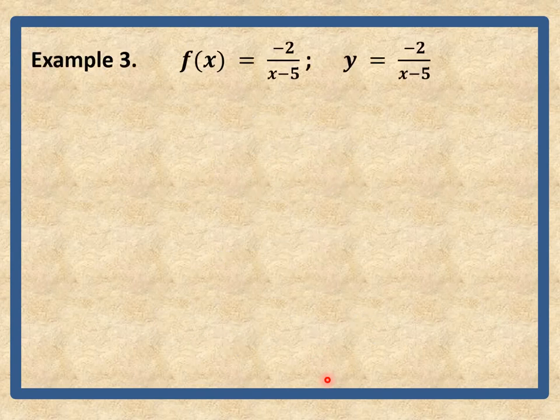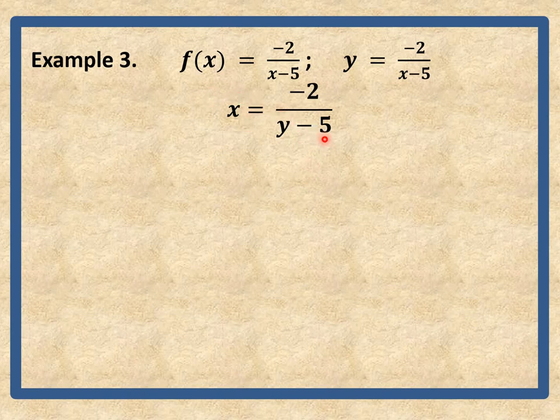Example number 3. f of x is equal to negative 2 all over x minus 5. Change f of x to y. y is equal to negative 2 over x minus 5. Then interchange the x and y. Therefore, x is equal to negative 2 all over y minus 5. Then solve for y in terms of x.